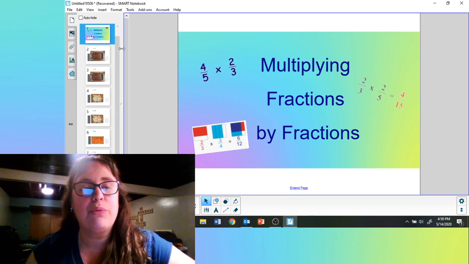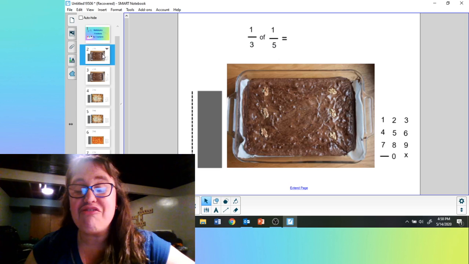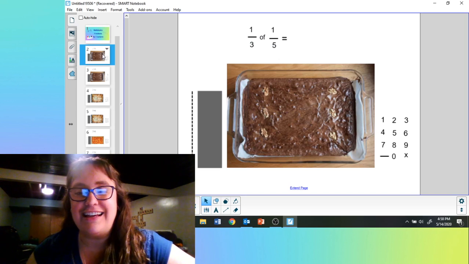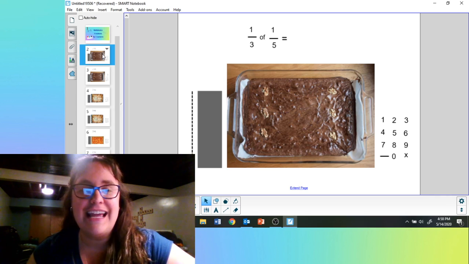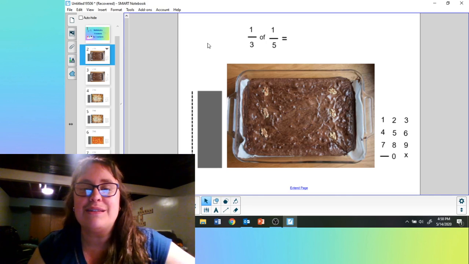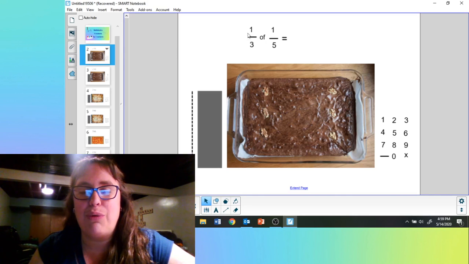All right, again, we're working on multiplying a fraction times a fraction, and I love fractions because they have to do with food. So let's take a look at this. We've got a plate of brownies, something Mrs. Spitzley loves and wishes she could eat, but you know she can't because of her migraines. So let's imagine we've got the fraction 1/3 and 1/5. So we've got the problem 1/3 of 1/5.